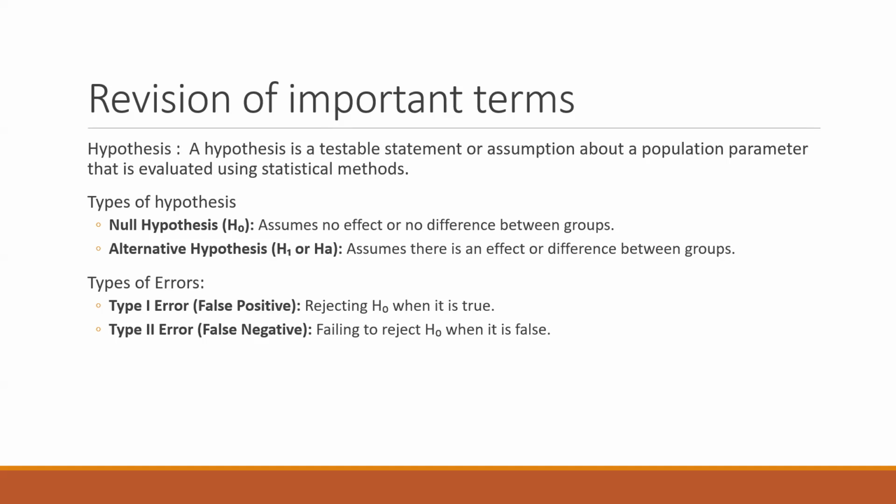Then we come to types of error. There are two types of error. Type 1 error, which is also called false positive, rejects null hypothesis when it is true. Then we come to type 2 error, which is also called false negative, which is failing to reject null hypothesis when it is false.